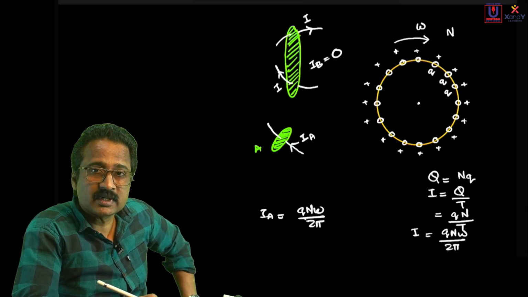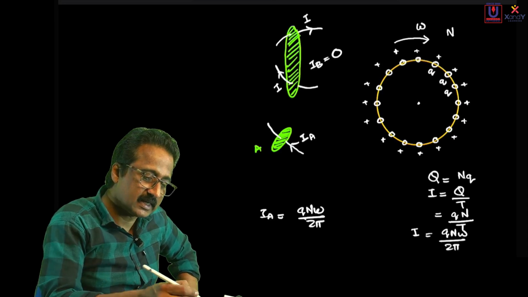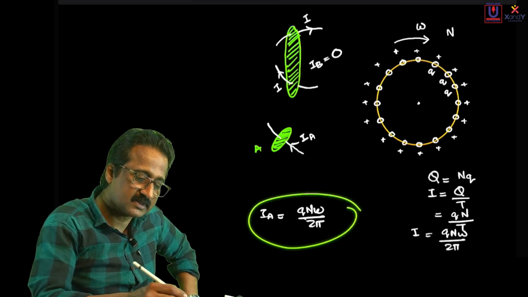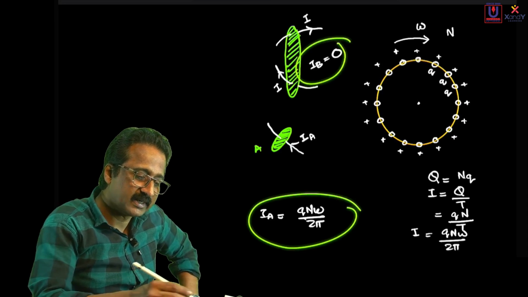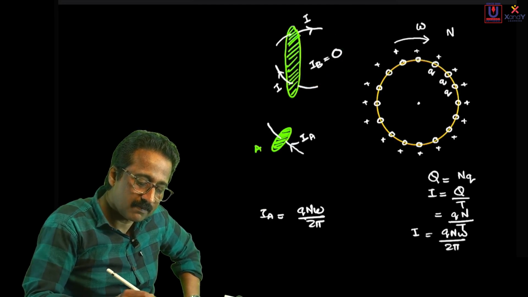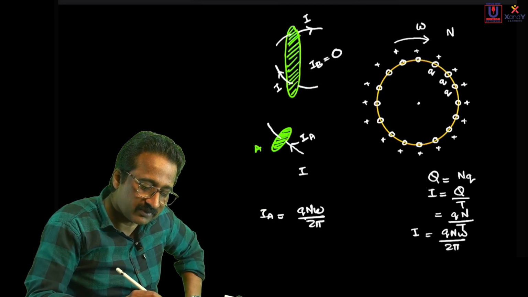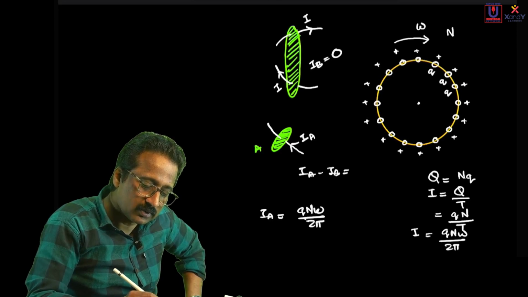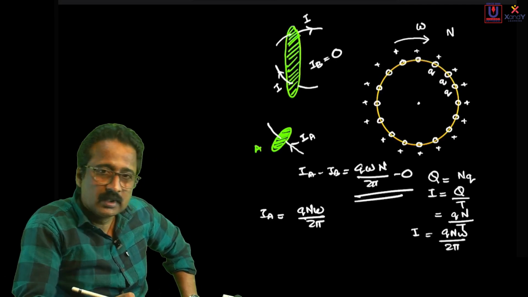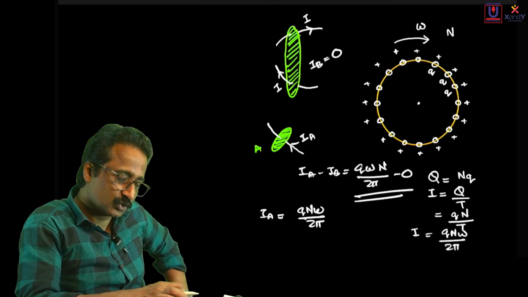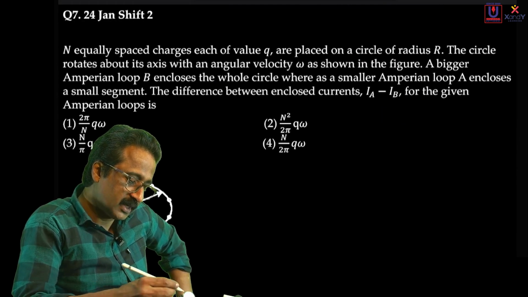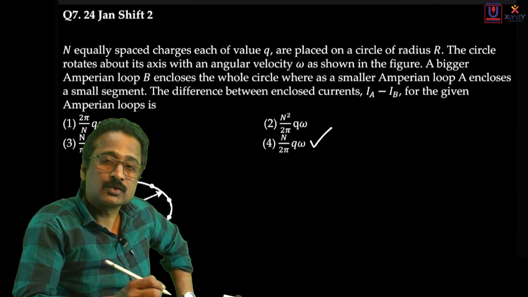Now the question is, what is IA minus IB? Yes, they ask you what is IA minus IB. IA is this, IB is equal to 0. So IA minus IB is going to be just Qn omega by 2 pi. So let me come to the final answer. Yes, IA minus IB is equal to Q omega n divided by 2 pi minus 0, which is equal to Q omega n by 2 pi. So the answer is Q omega n by 2 pi. You must go with option 4.